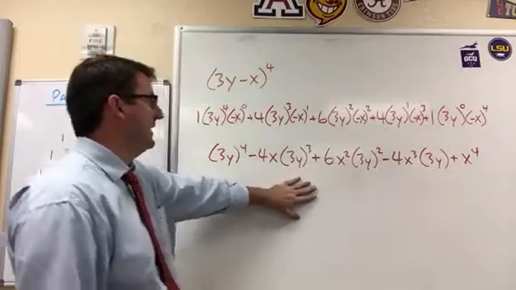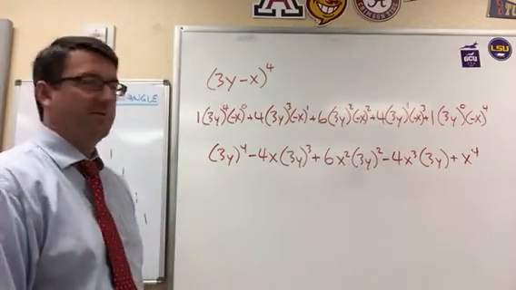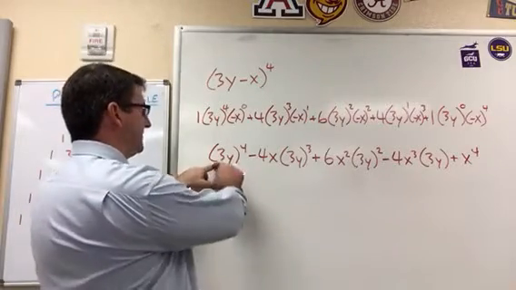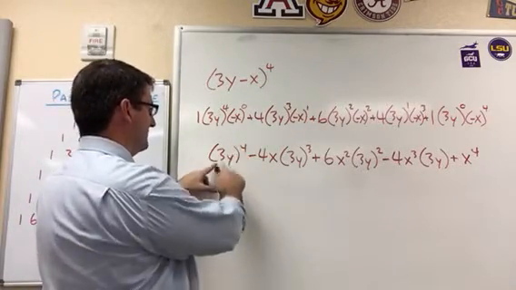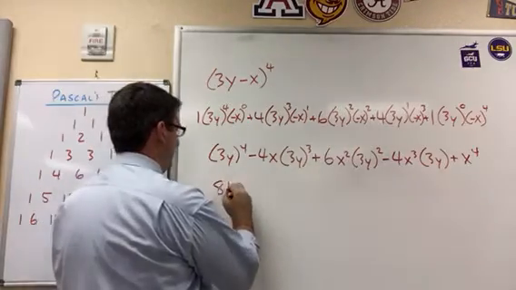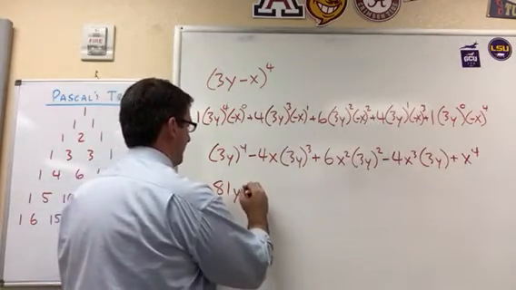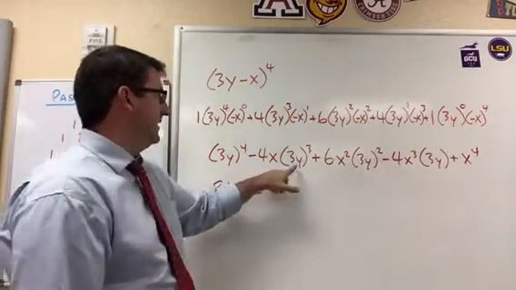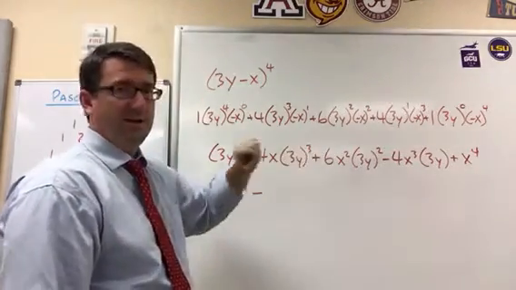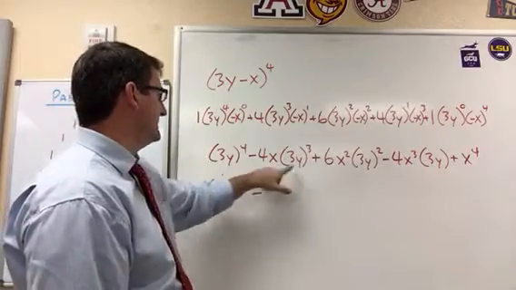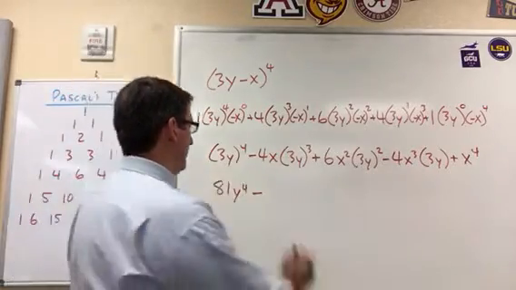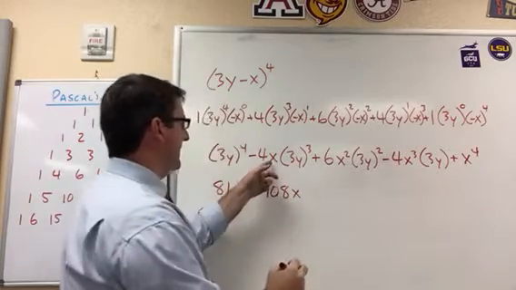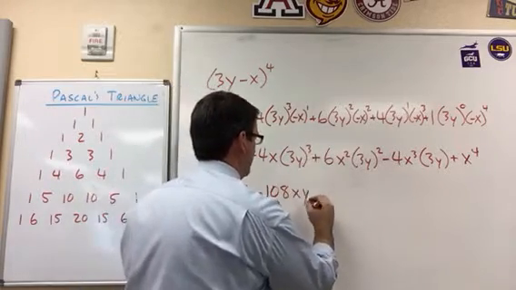All right, so now we need to work with these 3y's. So (3y)^4, that's 3 to the fourth times y to the fourth. So 3 to the fourth is 81 times y to the fourth. Minus 3 to the third is 27 times 4 is 108. And then bring down the x and the y cubed.